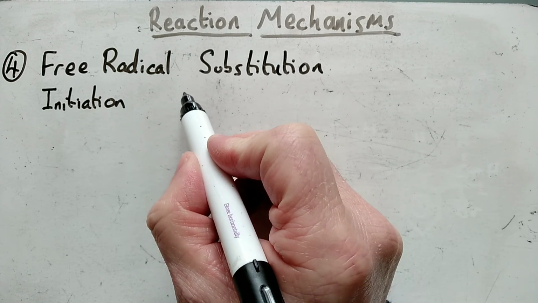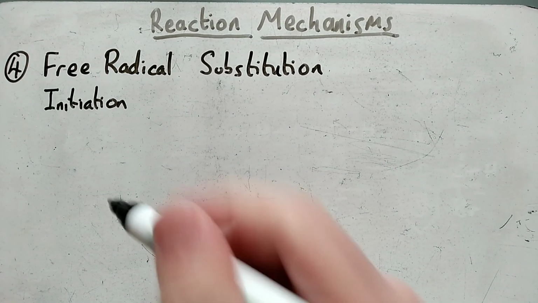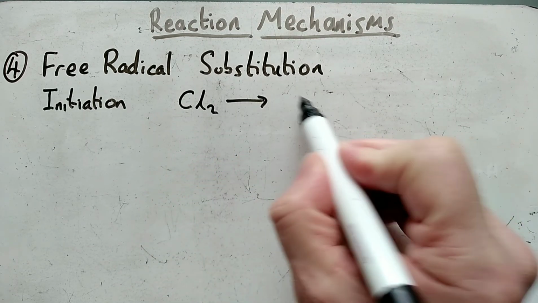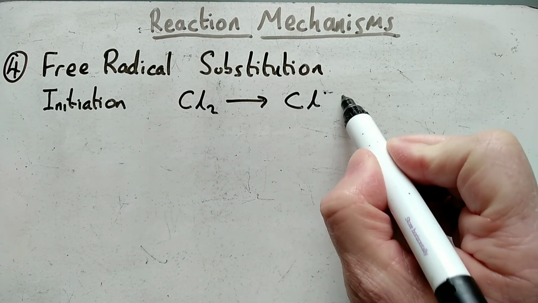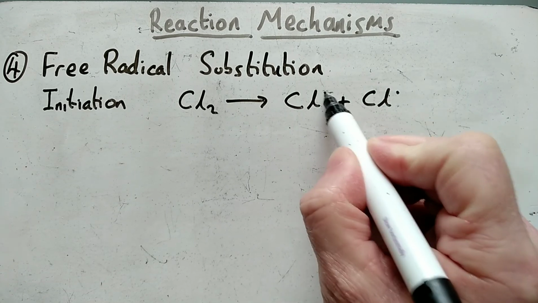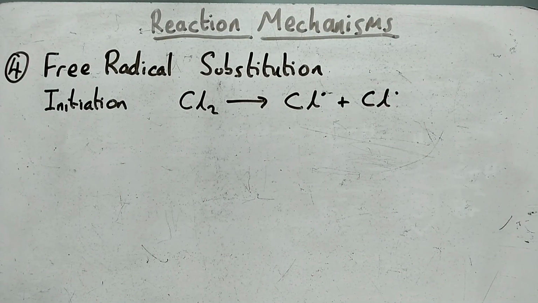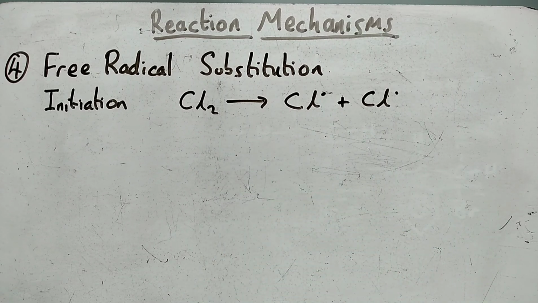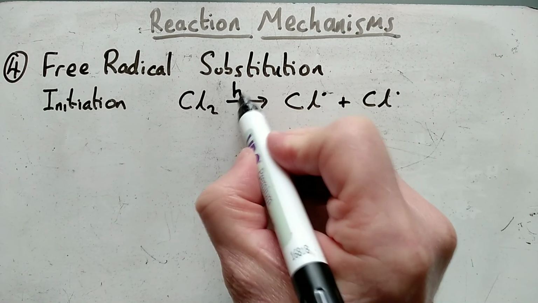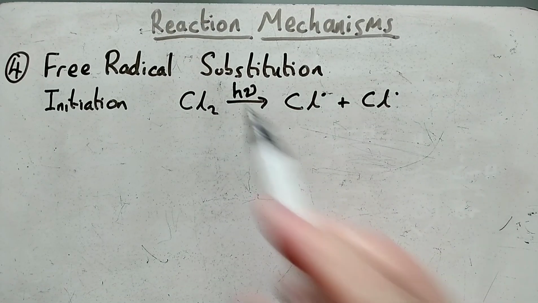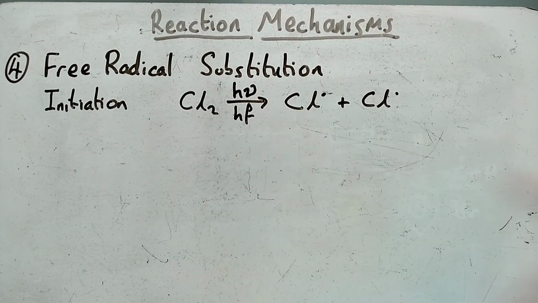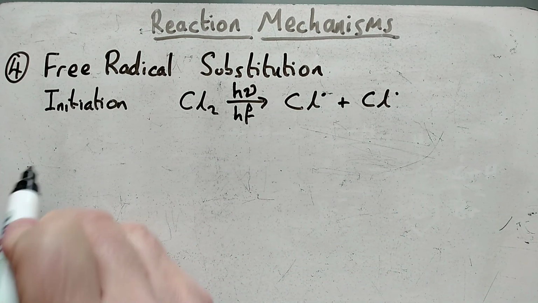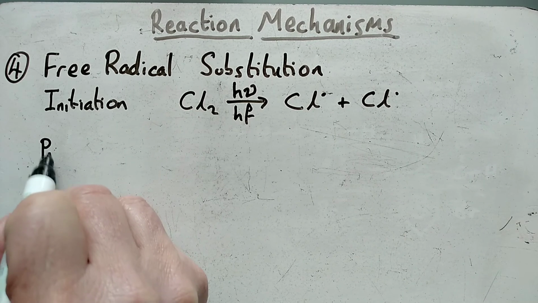It doesn't really work with fluorine because with fluorine the bonds are too tight. So our Cl2 will form 2 chlorine free radicals. I've put them as 2 separate ones. You could write 2Cl dot. Bear in mind this needs something to get it going, and in this case the energy comes from ultraviolet light, h nu. Some people write hf. That's our initiation step. The next steps are propagation steps.